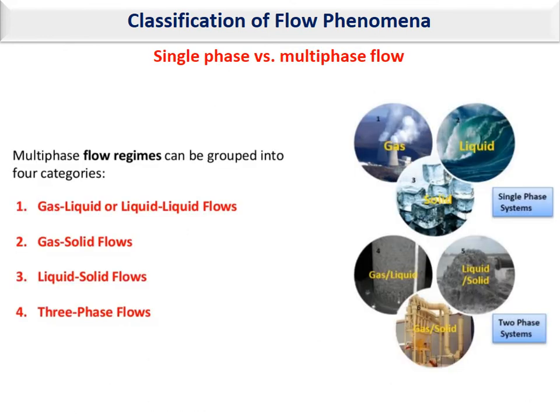Okay, the next classification is to classify the flow into single or multi-phase flow. You know that there are three forms that we are discussing: gas, liquid, and solid. These are single phase systems. Actually, we are not discussing solids, but when it comes to multi-phase flow, we may have solids, because you may have different combinations of these three systems. For example, you may have a combination of gas-liquid, liquid-solid, or gas-solid.